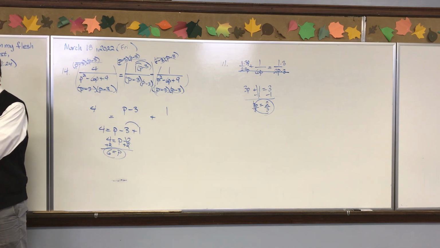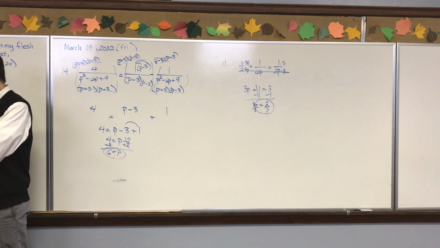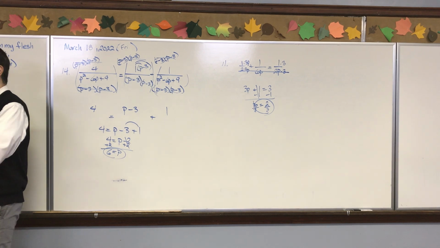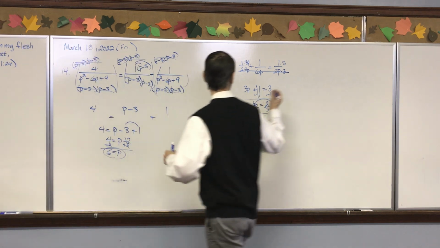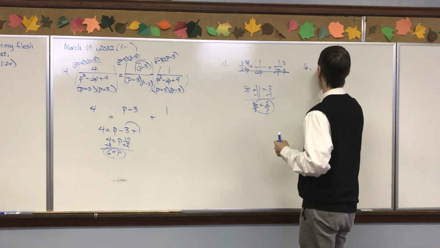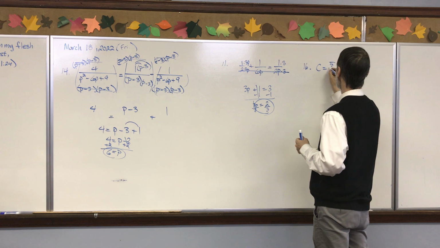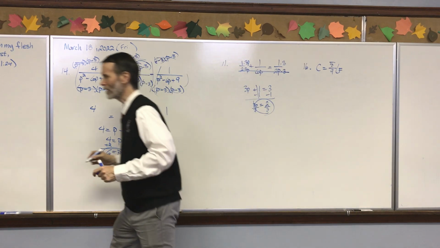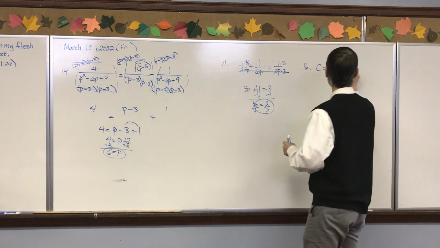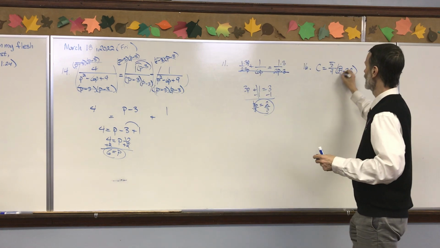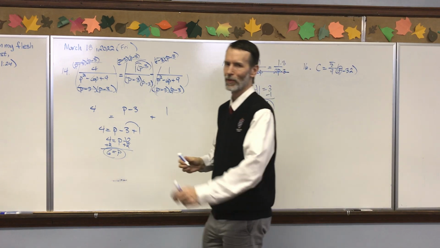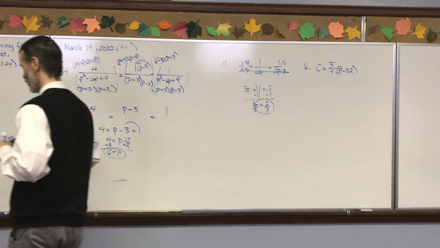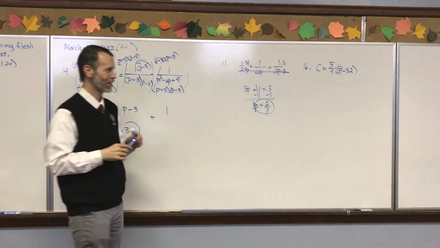Can you do number 16? If C is 5/9, this is number 16. C is equal to 5/9, parentheses F minus 32. I think that's right. How do you get F by itself? Well, you tell me. Mia, what do you get rid of first?